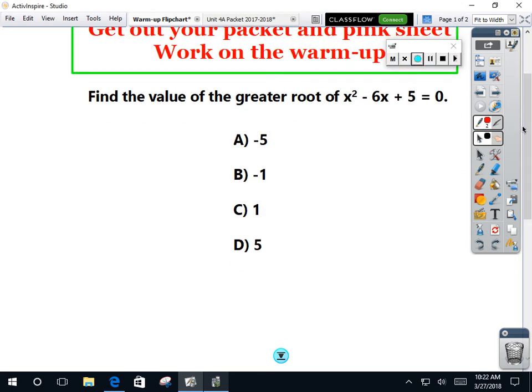Okay. Chandler wants to answer. What do you think the correct answer is? D is correct.